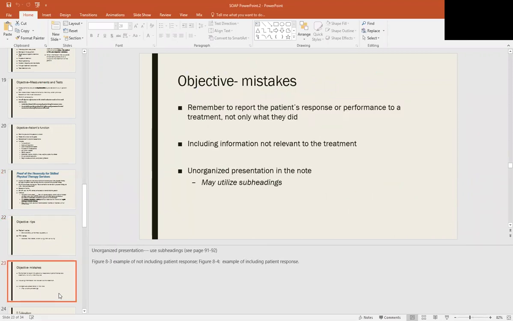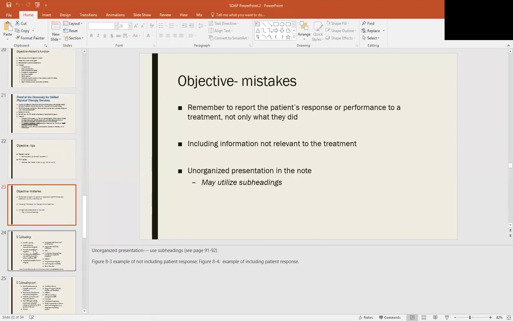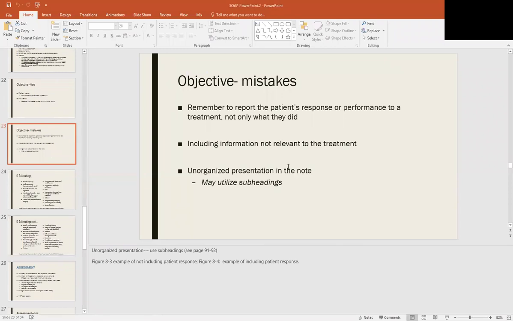So in the objective section, remember not to only report what the patient did, but their response or performance to the treatment. And then don't include any information that was not relevant, and you don't want it to be unorganized. So you can utilize subheadings. And on the next two slides are examples of all the subheadings that you can use.